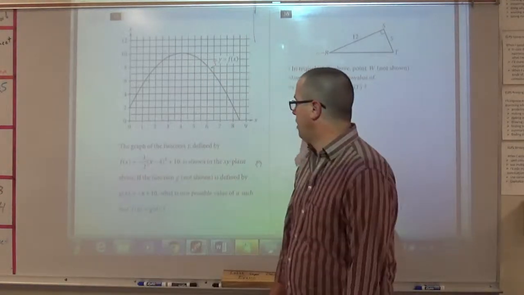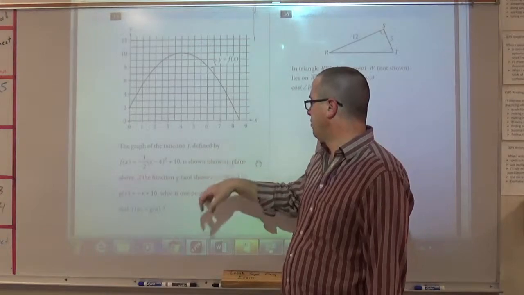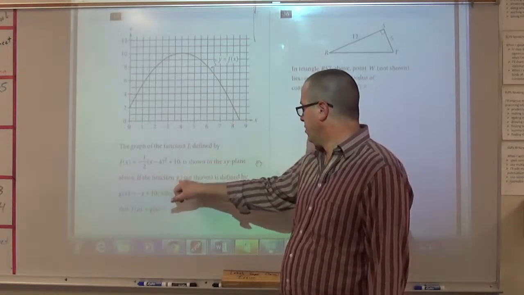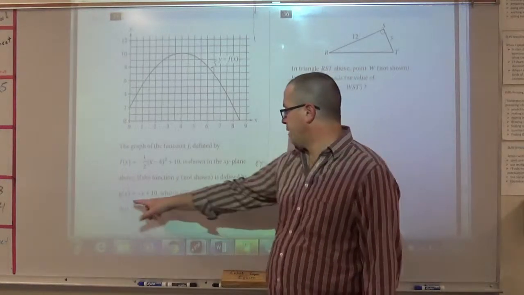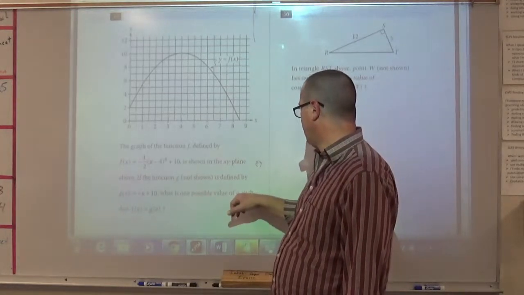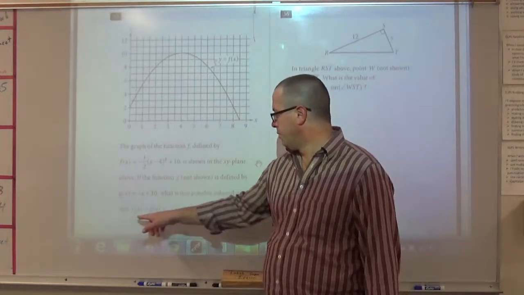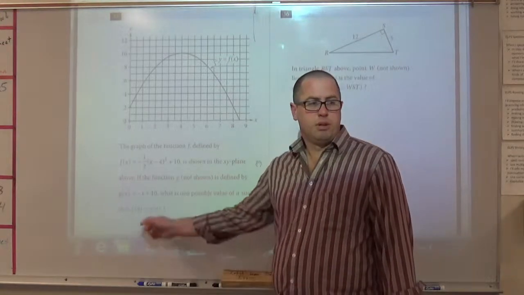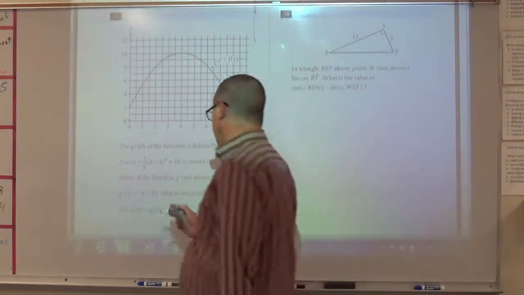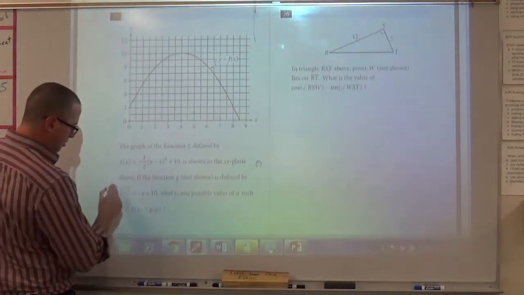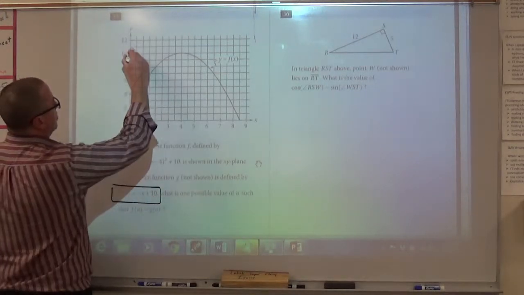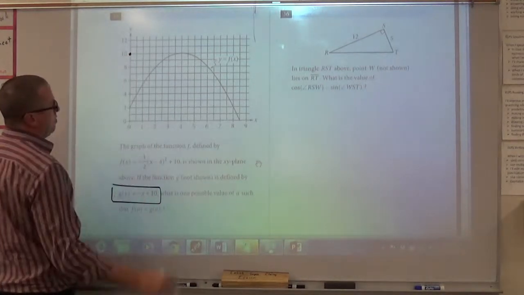Alright, for number 35, the graph of the function f is defined by this, and that's shown up there. If the function g, which is not shown, is defined by g of x equals negative x plus 10, what is one possible value of a such that f of a equals g of a? So they want to know when they're equal. And if we look at this graph here, g of x, the y-intercept is at 10. So g of x, it's the y-axis here at 10.